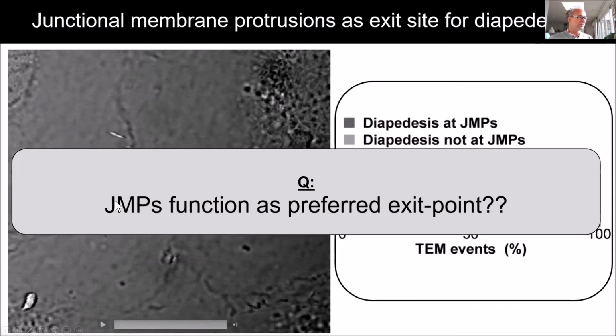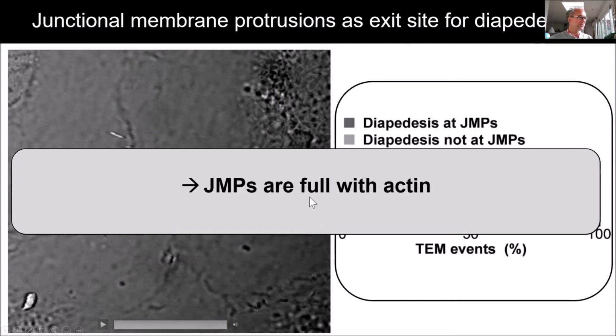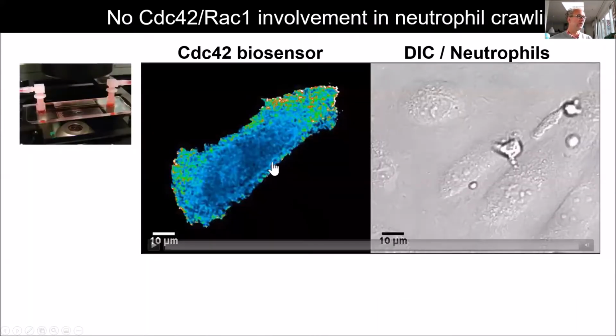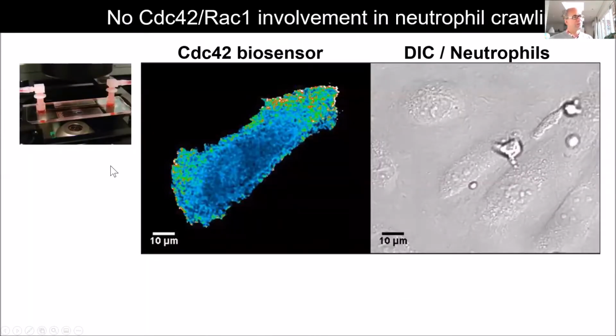So indeed, are these JMPs preferred as exit points? Well, they are full of actin, that we know. So can we use this idea to induce junction membrane protrusions to look in more detail at how this actually works? One of the big actin regulators are small GTPases. So we focused a bit more on how small GTPases would regulate these JMPs. One of the main GTPases that control membrane protrusions and filopodia are the small GTPases CDC42 and Rac1.